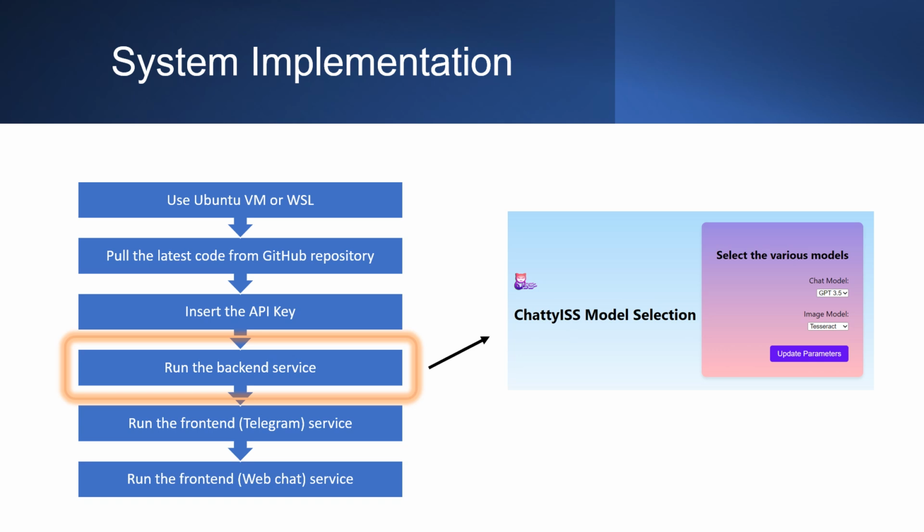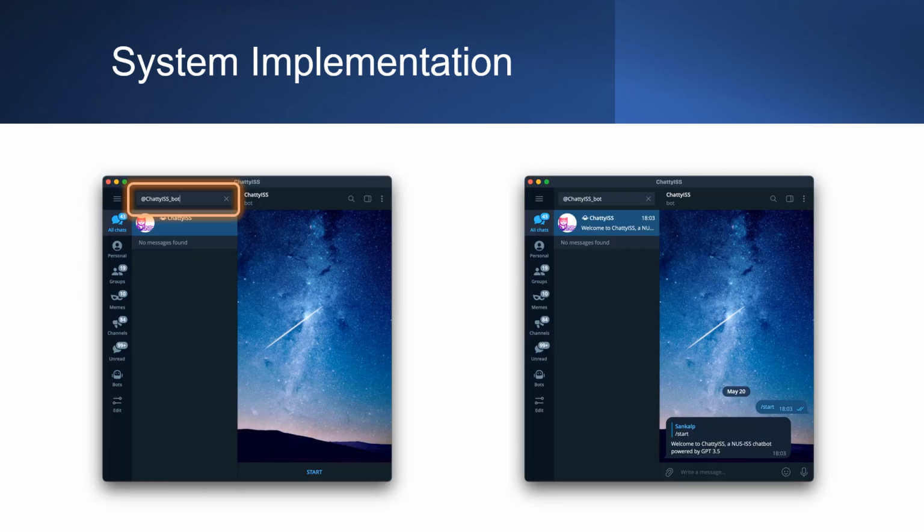Once the latest repository code is pulled from the GitHub repository, the user can simply enter in their API key at the relevant page. Next, the backend and front-end services can be started up, and once that is done, the chatbot is ready for use. In the backend service, there is a possibility to select which model to use in an admin page. To check how the bot runs on Telegram, the user can simply open the Telegram application on their phone or computer and search for the ChattyISS bot. Once the user has navigated to the bot, they can click and start typing questions for the bot to answer themselves.